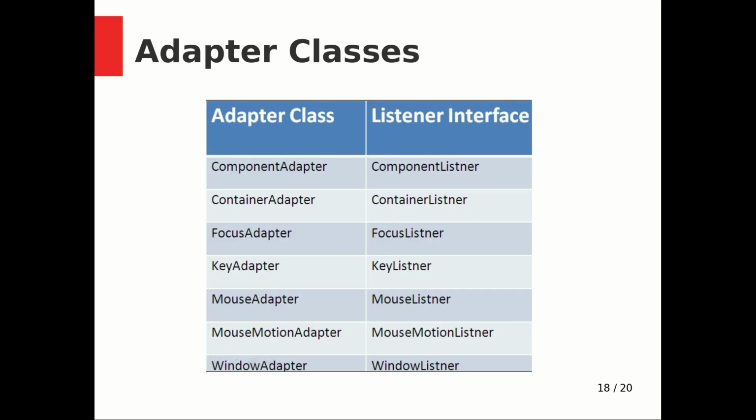We have some examples of adapter classes and their corresponding listener interface. We have component adapter, and the corresponding listener interface is component listener. We have container adapter, the corresponding listener interface is container listener. Similarly, we have focus adapter corresponding to focus listener, key adapter for key listener, mouse adapter for mouse listener, mouse motion adapter for mouse motion listener, window adapter for window listener. You can see the similarity in naming between these adapter classes and listener interfaces.